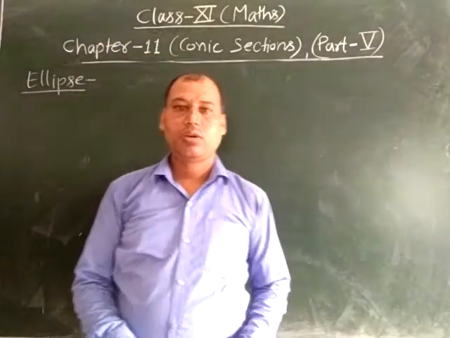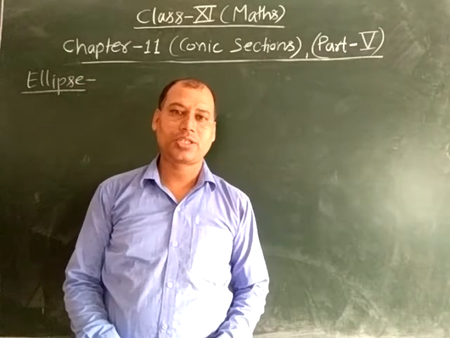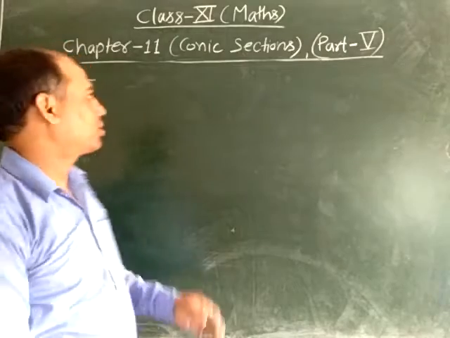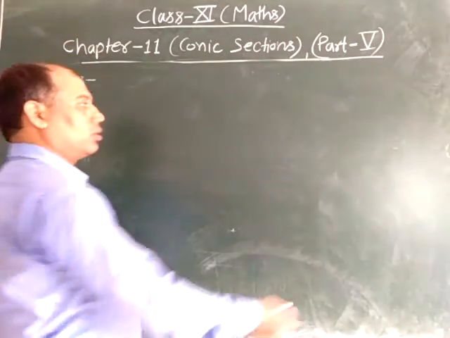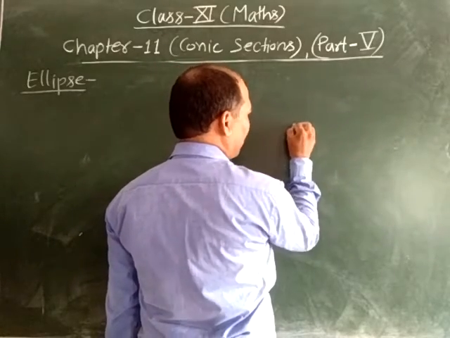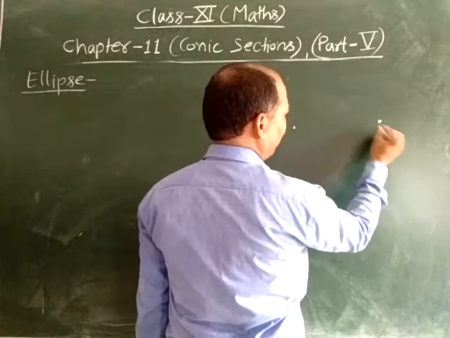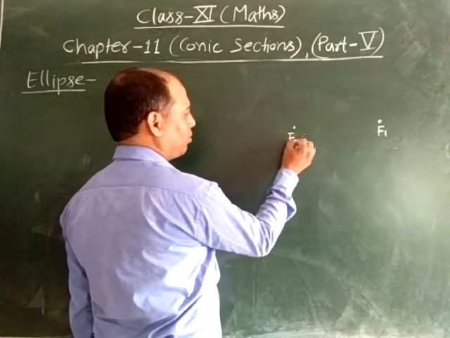Hello students, today we are going to discuss the next form of the conic section, the ellipse. So let us know what is ellipse. Consider there are two fixed points. One point is taken as F1 and one point is taken as F2.